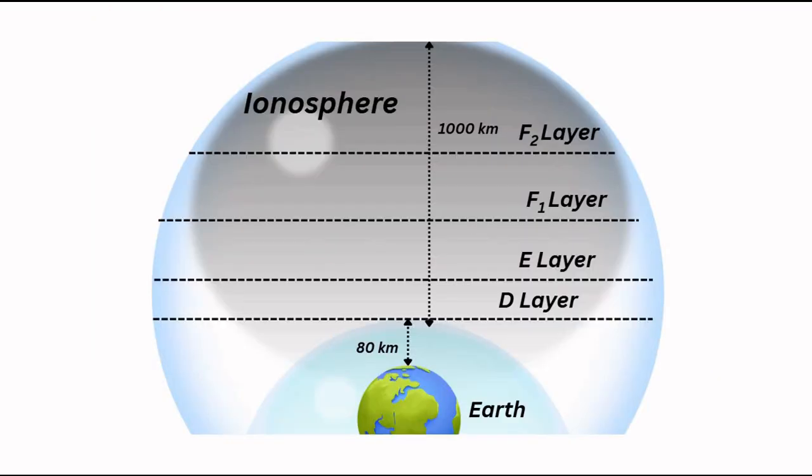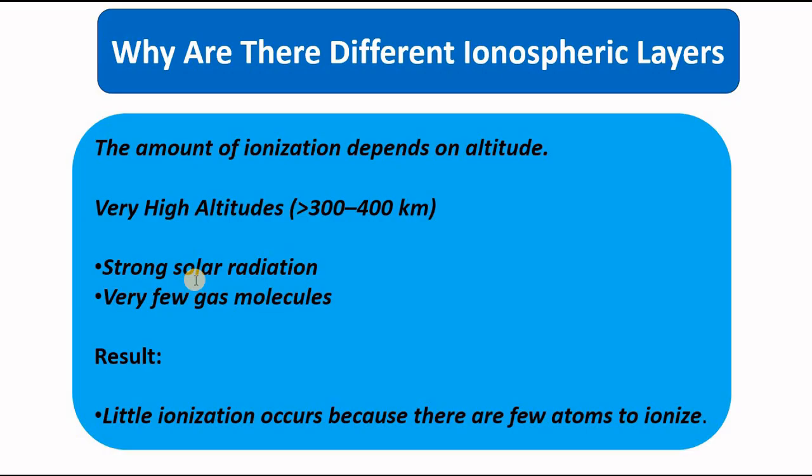Okay. Now, why are there different ionospheric layers? As I said here, it all depends on the rate of ionization and rate of recombination. It depends on the number of gas molecules, the number of free electrons which are available, and the amount of solar radiation, UV and X-rays, that is reaching a particular layer. All of these factors combine to produce different rates of ionization and recombination, and as a result a different amount of charged particles and free electrons.